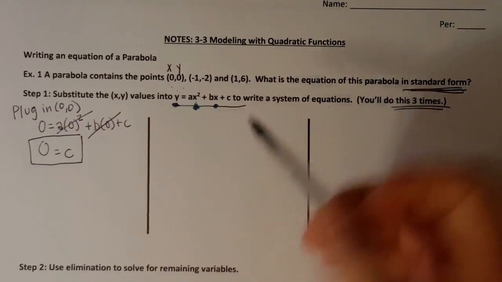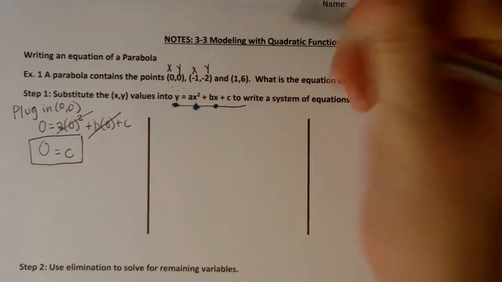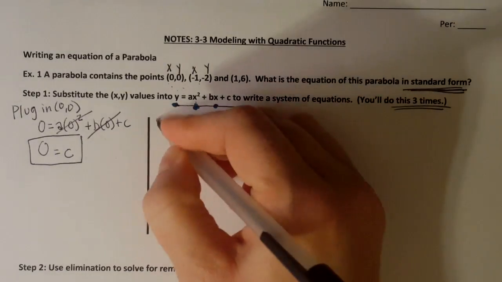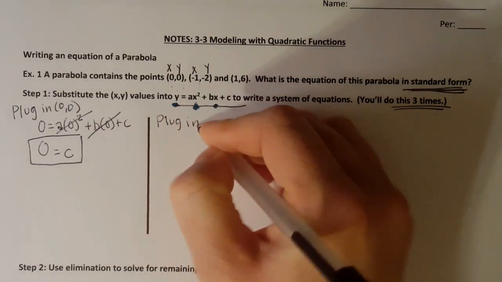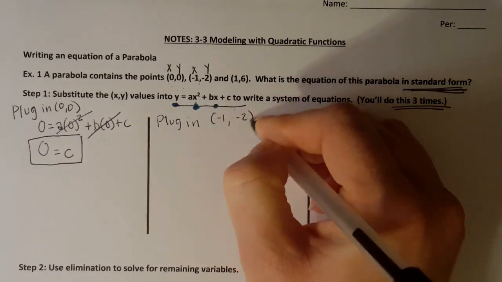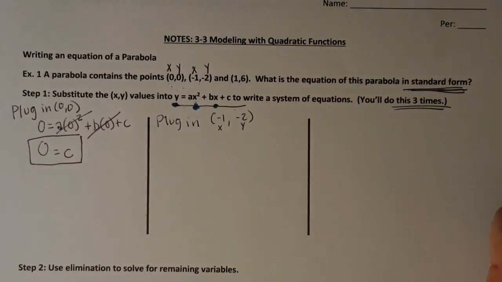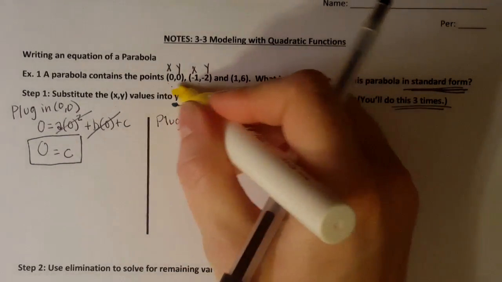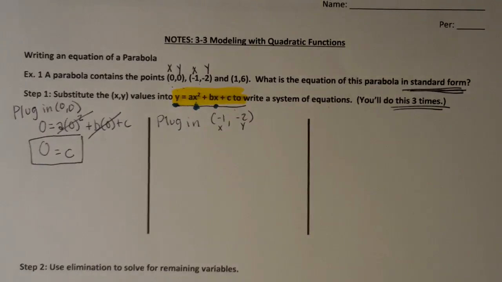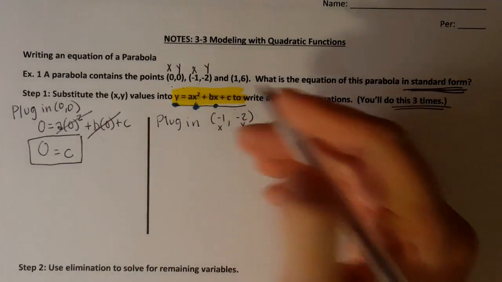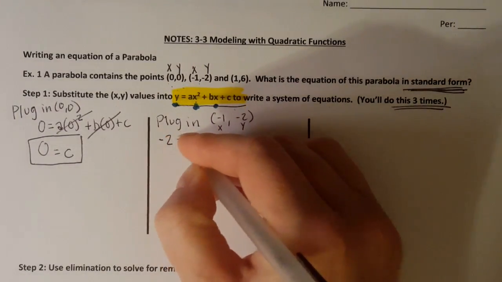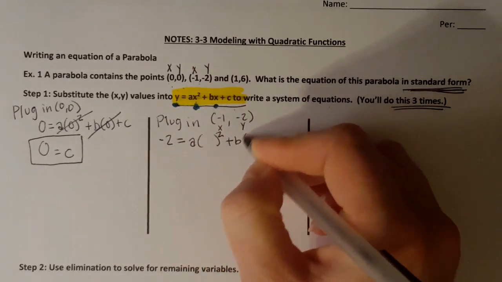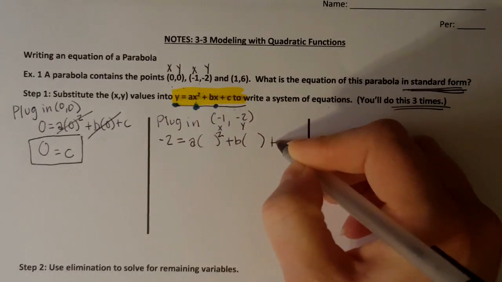Okay, now let's move to our next point, (-1, -2). So my x is negative 1, my y is negative 2. So again, I'm going to plug in the point, (-1, -2). x is negative 1, y is negative 2. So the formula goes as follows. I'll highlight this for you. y equals, so y is negative 2. I'm going to plug in negative 2 equals a times x squared plus b times x plus c.